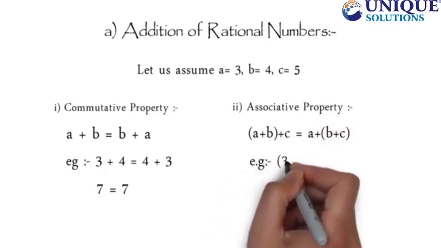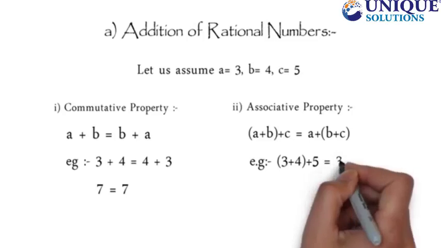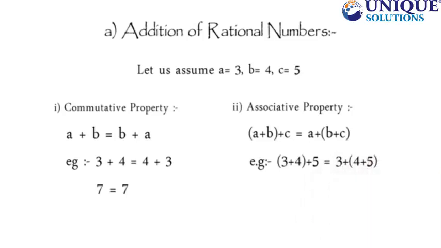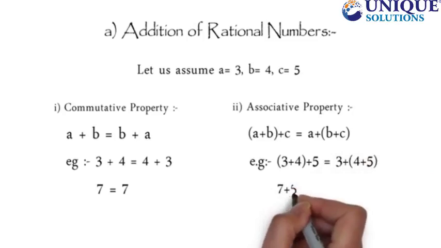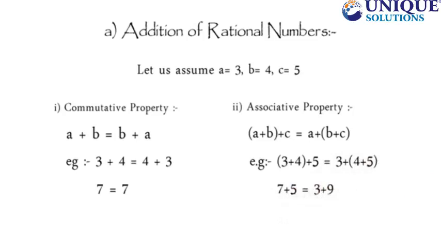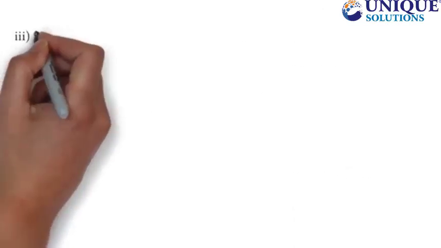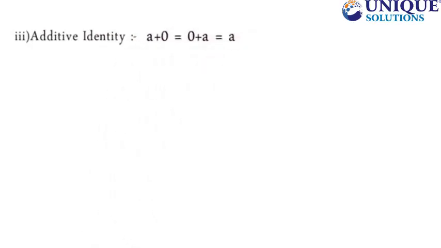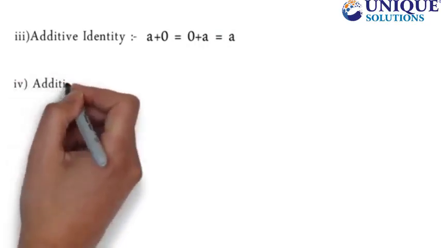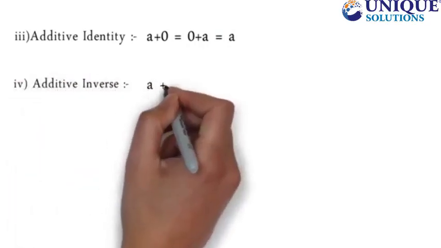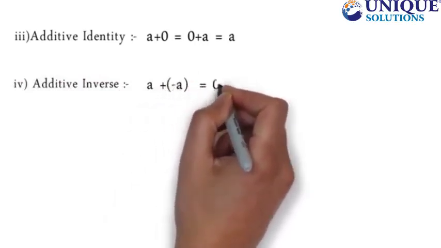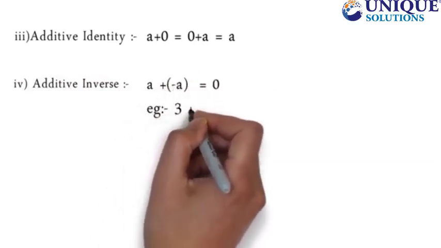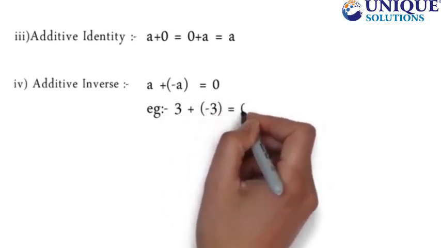Second, associative property. (a plus b) plus c is equal to a plus (b plus c). Therefore, (3 plus 4) plus 5 is equal to 3 plus (4 plus 5), which is 7 plus 5 is equal to 3 plus 9, which comes to 12 is equal to 12. Third, additive identity. a plus 0 is equal to 0 plus a, which is equal to a. Fourth, additive inverse. a plus minus a is equal to 0. For example, 3 plus minus 3 is equal to 0.